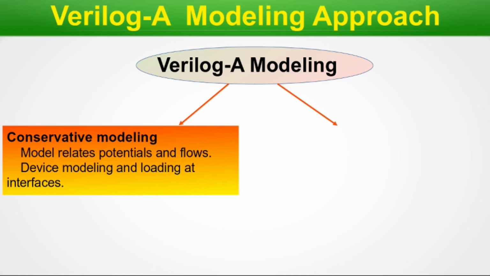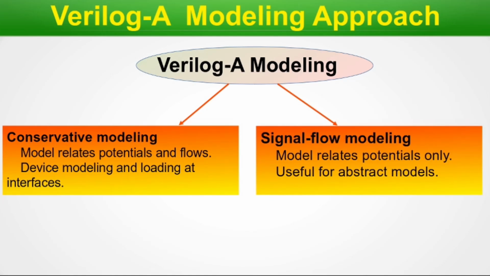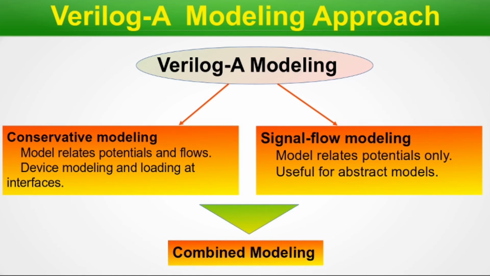The difference with this, how we find in the next kind of modeling, is signal flow modeling. Here in the signal flow modeling, we have two words, signal and flow, meaning flow of signals. So the model relates to potentials only, and this is useful for abstract models. Here the flow will go from one point to another point. We'll come to the examples later on and this will get properly explained. And the third approach is that we can combine these two, the conservative modeling and the signal flow modeling.